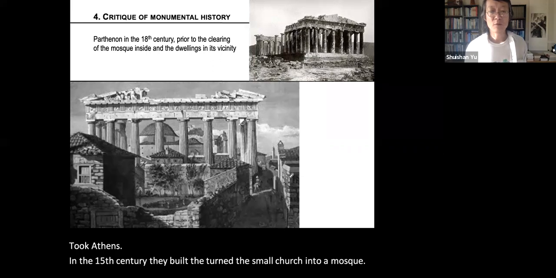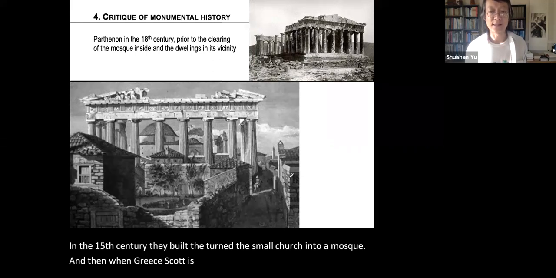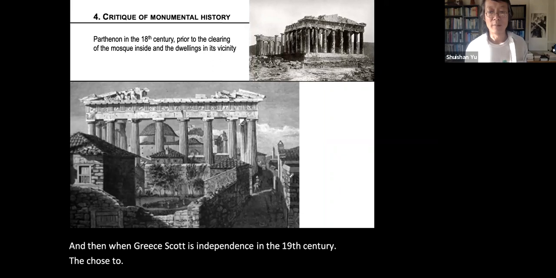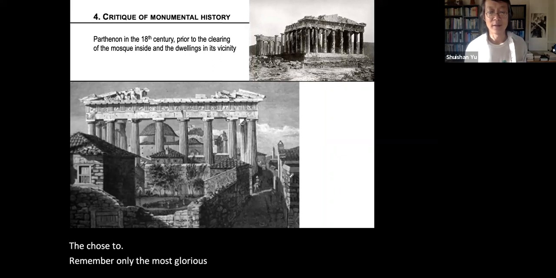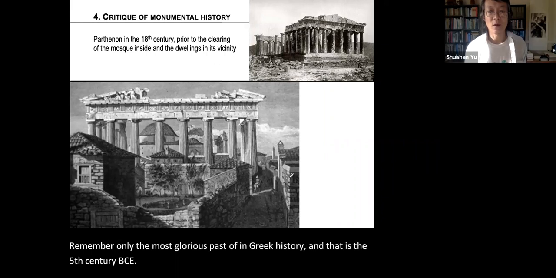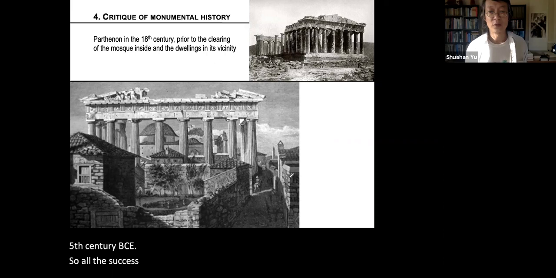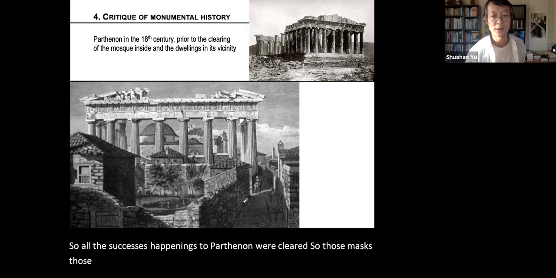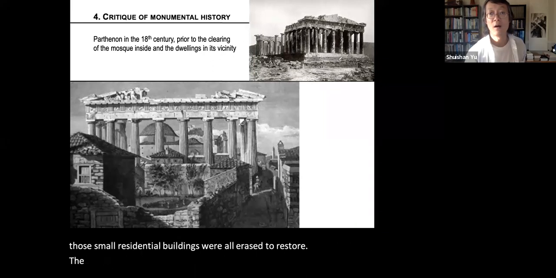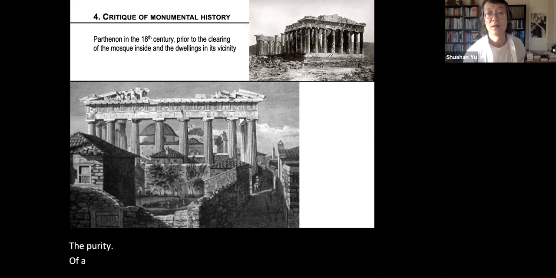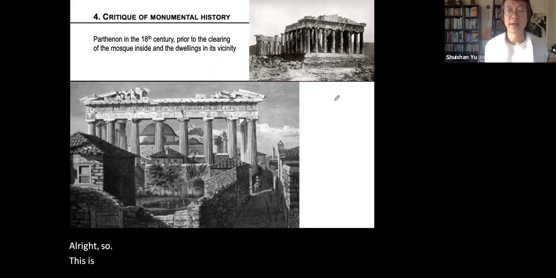And then when Greece got its independence in the 19th century, they chose to remember only the most glorious past in Greek history, and that is the 5th century BCE. So all the successive happenings to the Parthenon were cleared. Those mosques, those small residential buildings were all erased to restore the purity of 5th century BC architecture, right? So this is metaphorical for history writing.